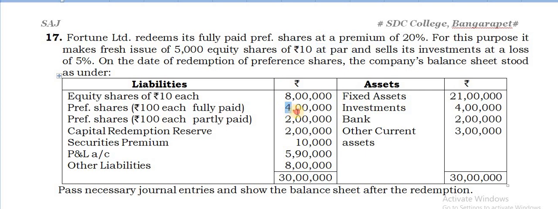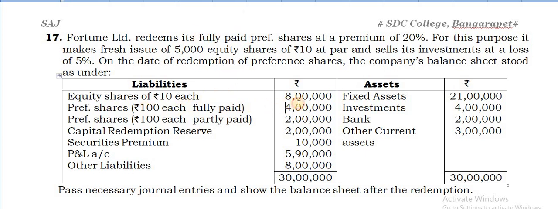Here you can see there are two preference shares. One is fully paid, another is partly paid. Now if at all to be redeemed, which one to be redeemed? Only the fully paid shares are redeemed. So don't get confused about which one is to be redeemed. I am telling you very clearly, only the fully paid preference shares are being redeemed.